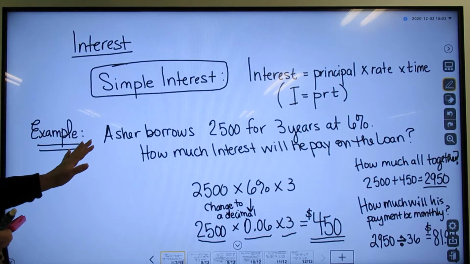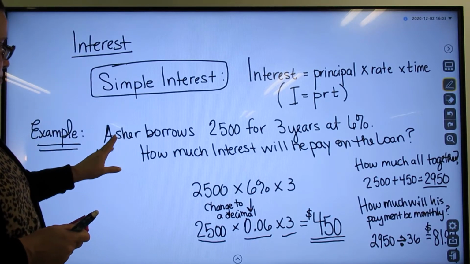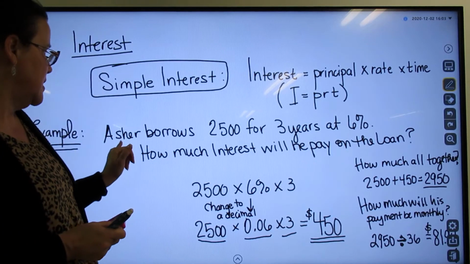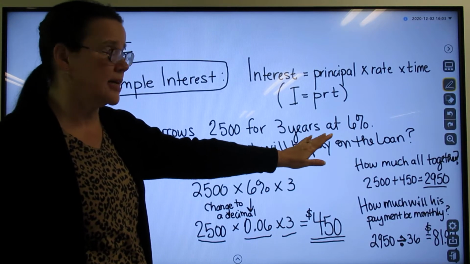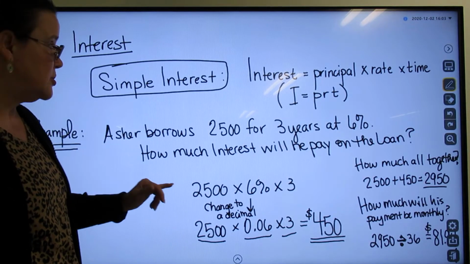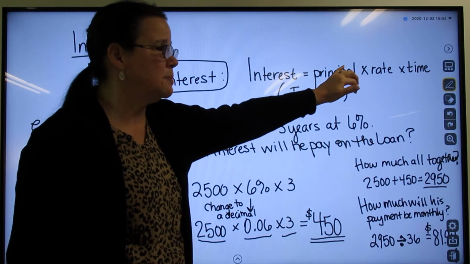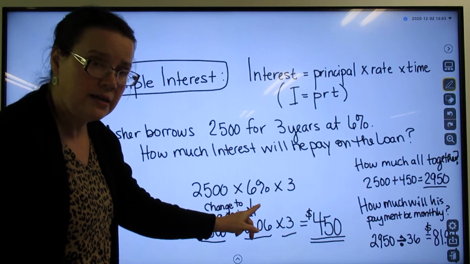Right now this is an example that I had given in class. We're going to see what this has to say for us. Asher borrows $2,500 for 3 years at 6%. How much interest will he pay on the loan? It tells me I have to take the principal times the rate times the time.